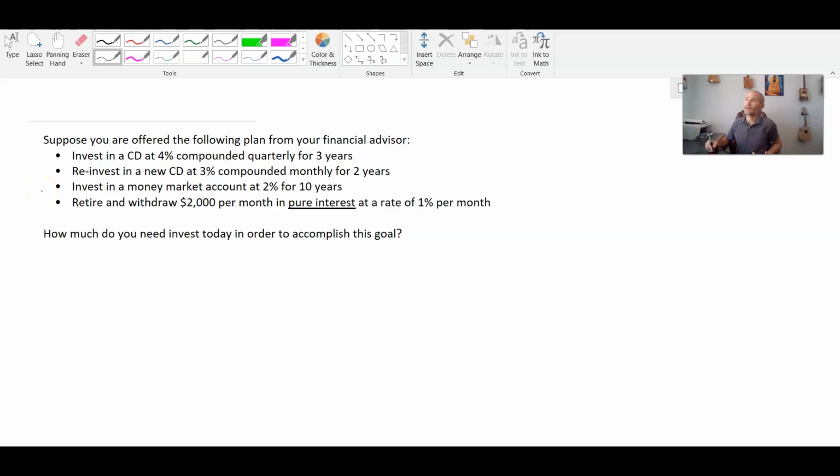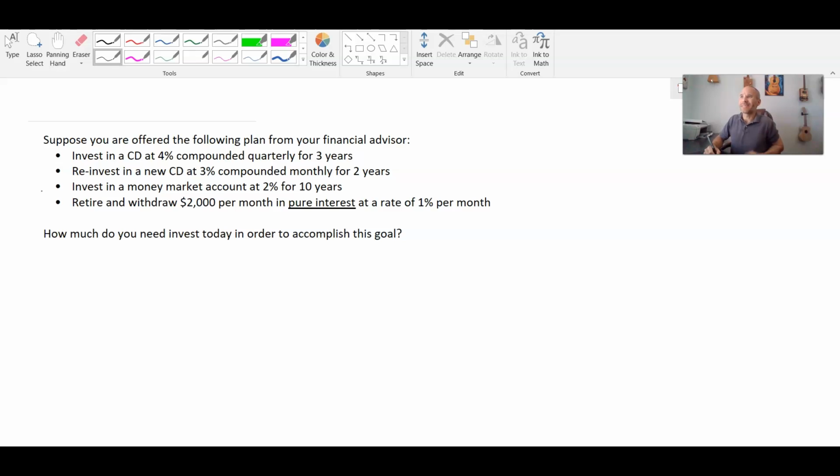Oftentimes when we're solving compound interest problems, we have a lot of different things going on. And so the idea is that we can use the TVM solver to calculate at each point and then somehow piece it all together. So let's suppose that you speak with your financial advisor and he sets up this plan for you. So he says, you can invest in a CD, which is a certificate of deposit. Essentially, you drop in a lump sum of money and they promise you 4% compounded quarterly for 3 years.